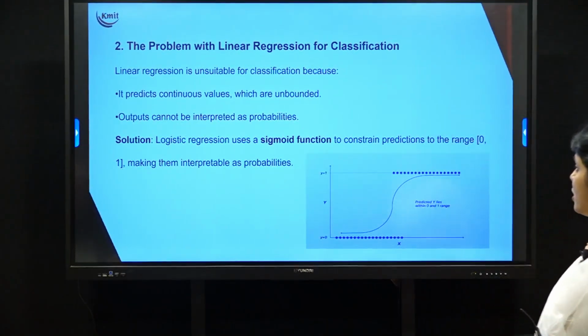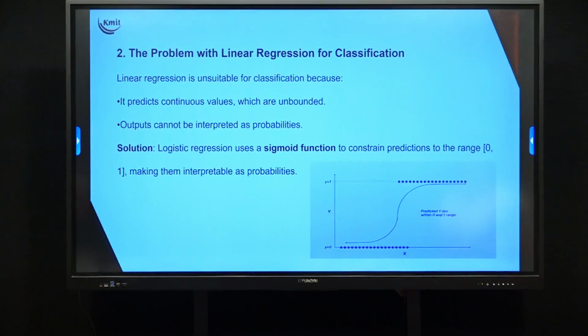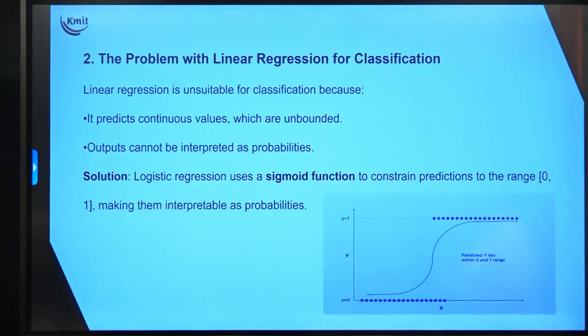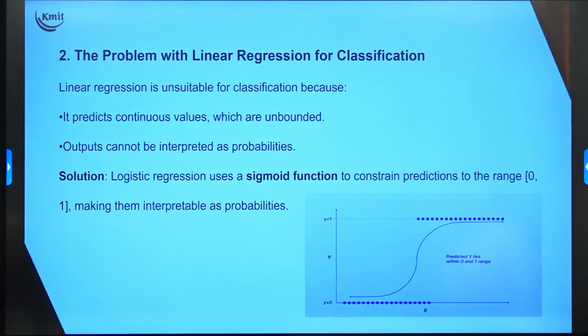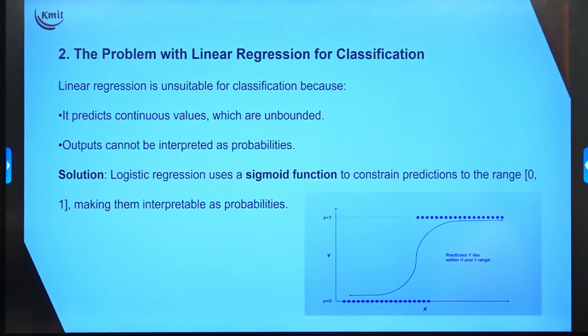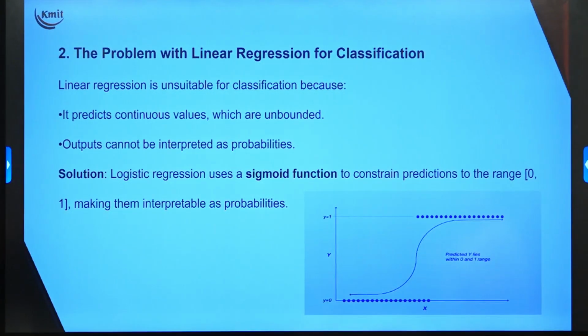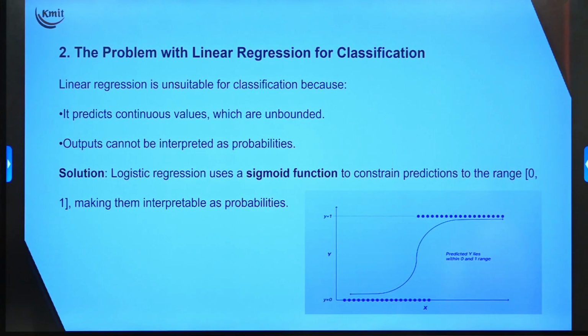Now, the problem with linear regression for classification. Basically, linear regression is not suitable for classification because linear regression predicts continuous values which are unbounded, and the outputs cannot be interpreted as probabilities. When I talk about continuous values, I cannot put any boundary or threshold level for categorizing the continuous values into two categories.